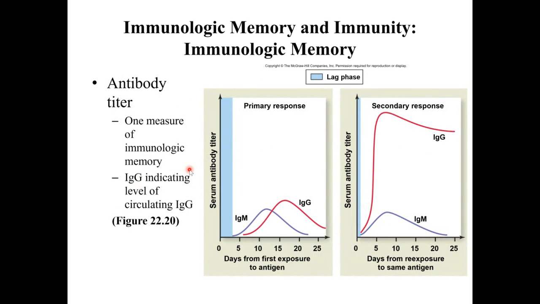So here's a rather good graph. There's two graphs. On the x-axis of both of these graphs are days from first exposure to the antigen. And on the y-axis, pretty simple, increasing antibody titer. So let's take a look at the red line for immunoglobulin G. So days from first exposure. So here we are, we're exposed.